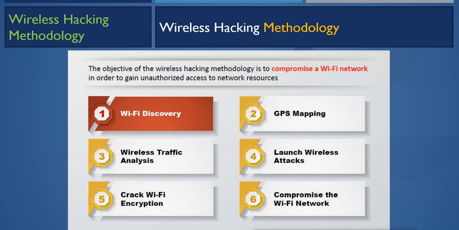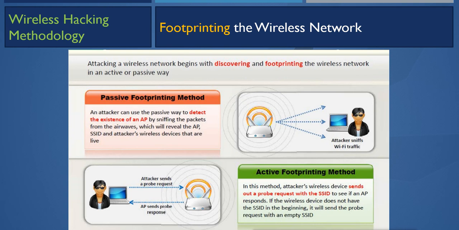So we have different types of attacks. First, we have to go stepwise. So first we have to discover it. We have to do the discovery. Now for that, we'll do the footprinting of the wireless network. Attacking a wireless network begins with discovering and footprinting the wireless network in an active or passive way.